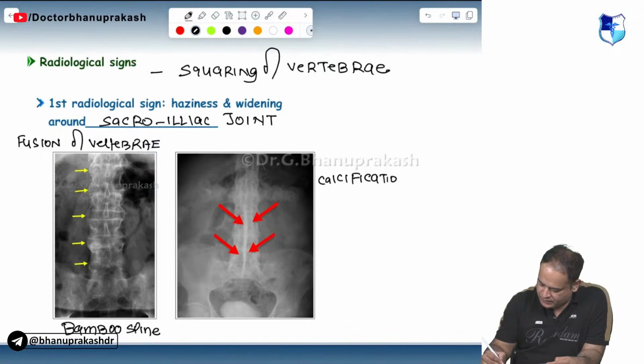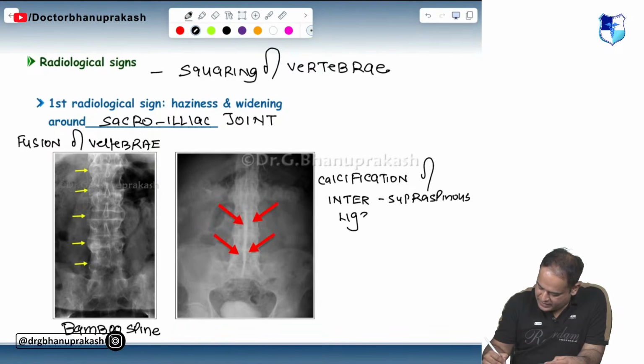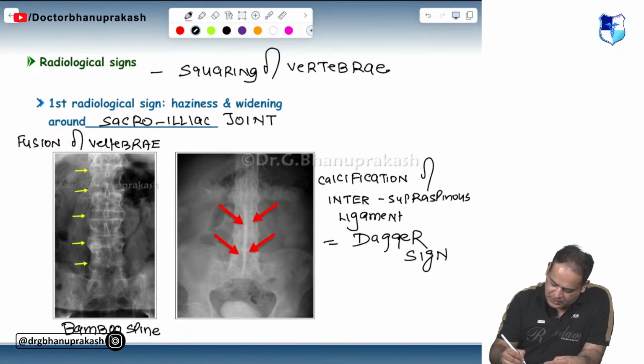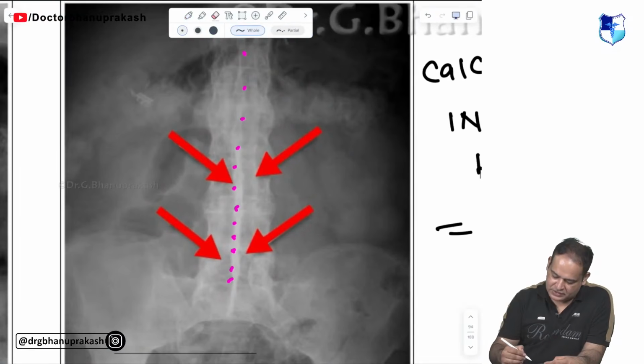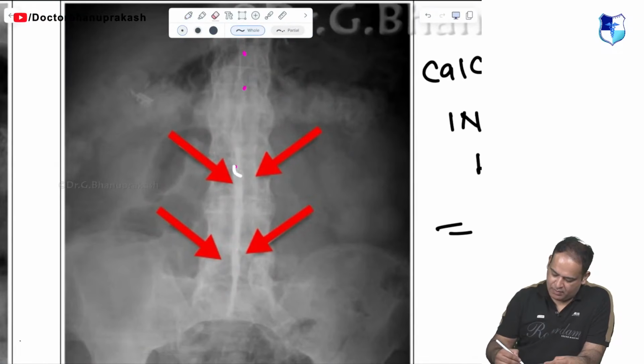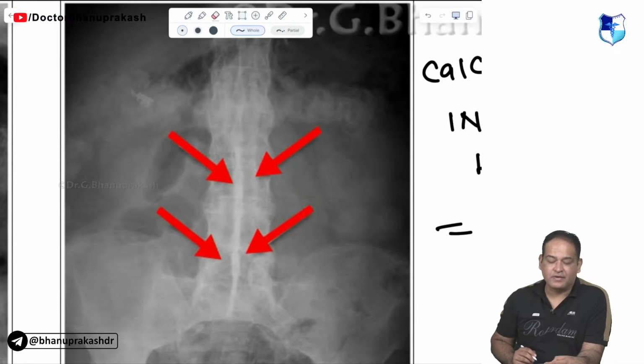Then calcification of inter and supraspinous ligament. क्या नजर आएगा? Something which is called as dagger sign. See, white line in the middle. That is called as dagger sign.